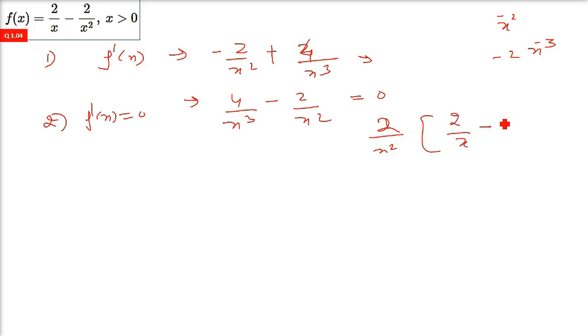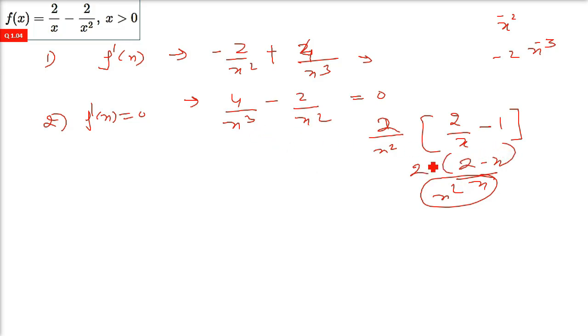See, this is the way I am telling you. I am not binding you to follow this. It is up to you. You are intelligent enough. You are more intelligent than every one of us. So you can follow any way you want. So what I got is 2 into 2 minus x by x cube.